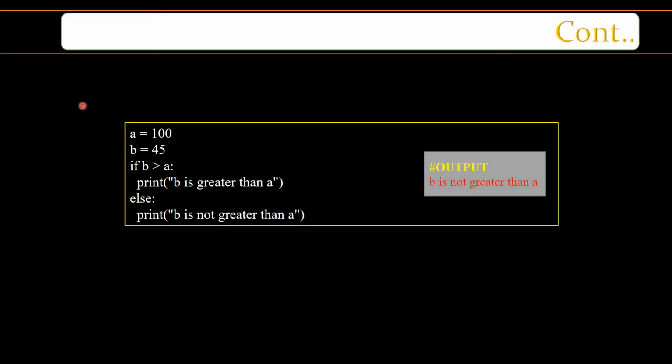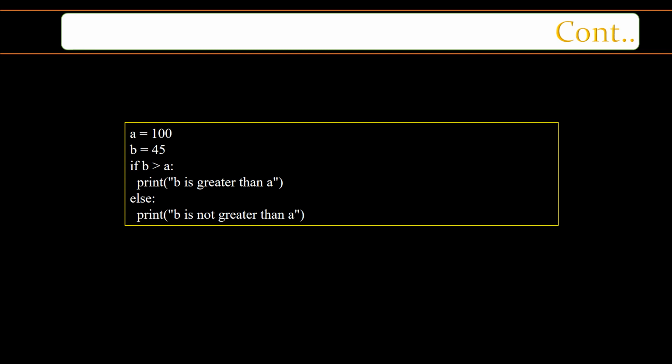Consider another example. Here now a is equal to 100 and b is equal to 45. If b greater than a, so the b value is 45, greater than 100? Here the condition becomes false, so this statement will not get executed. Going for the else part, "b is not greater than a" will get executed. So this is another example.